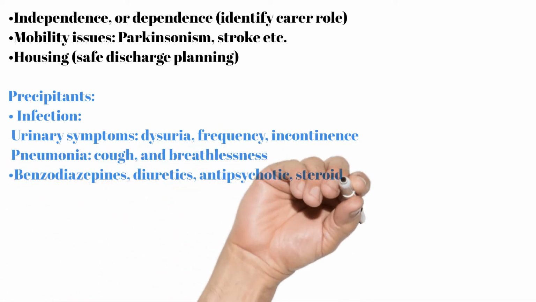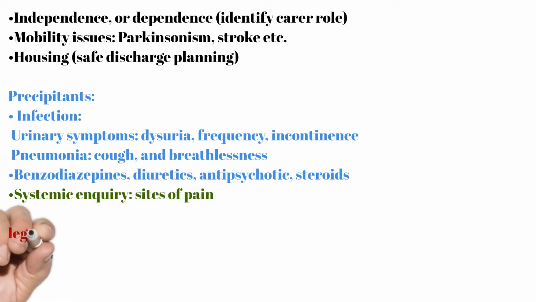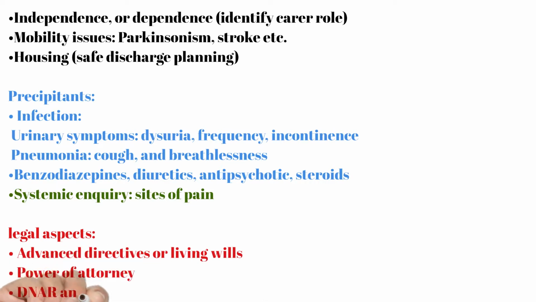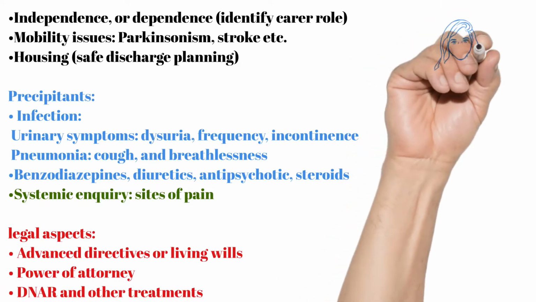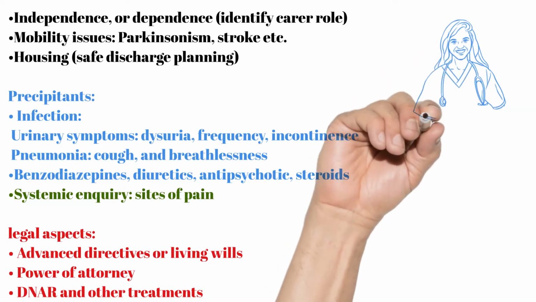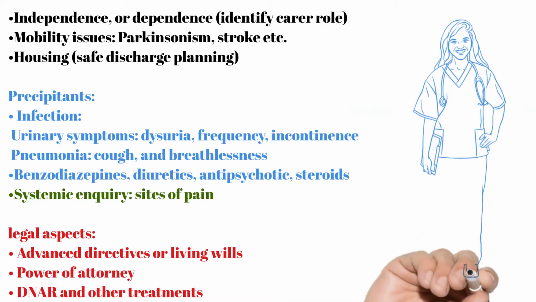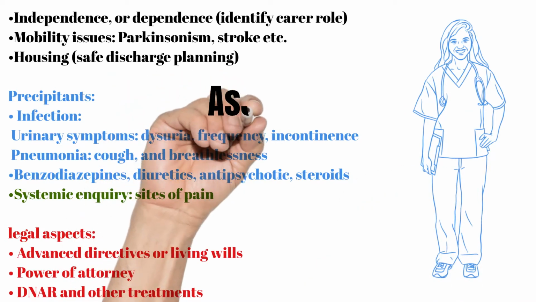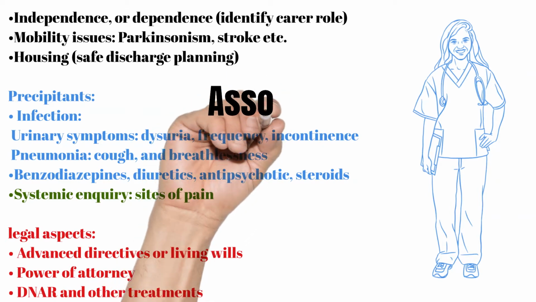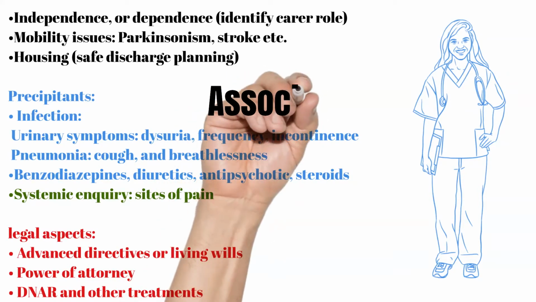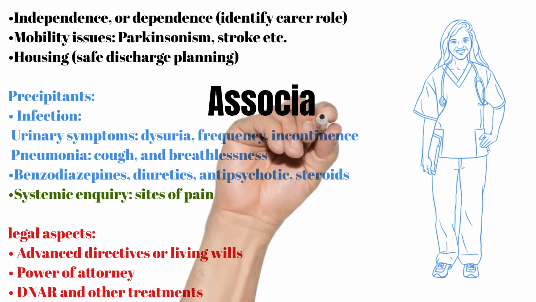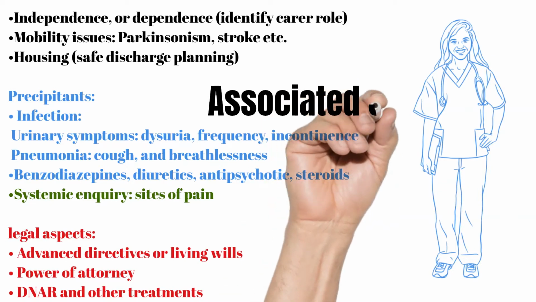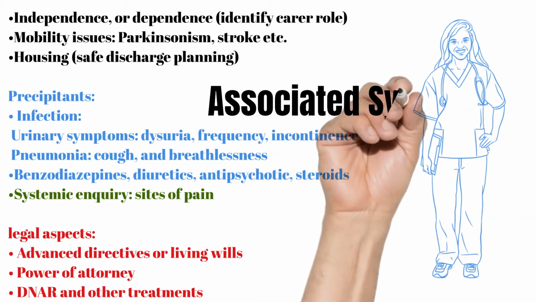Moreover, ask for any precipitant like infection. Urinary symptoms, by asking about dysuria, frequency and incontinence. Pneumonia, by asking about cough and breathlessness. Ask for drug changes recently: benzodiazepines, diuretics, and BP medication for postural hypotension; antipsychotic, risk for extrapyramidal side effects; steroids, causing proximal myopathy; anti-Parkinsonian drug changes. Systemic inquiry, sites of pain.